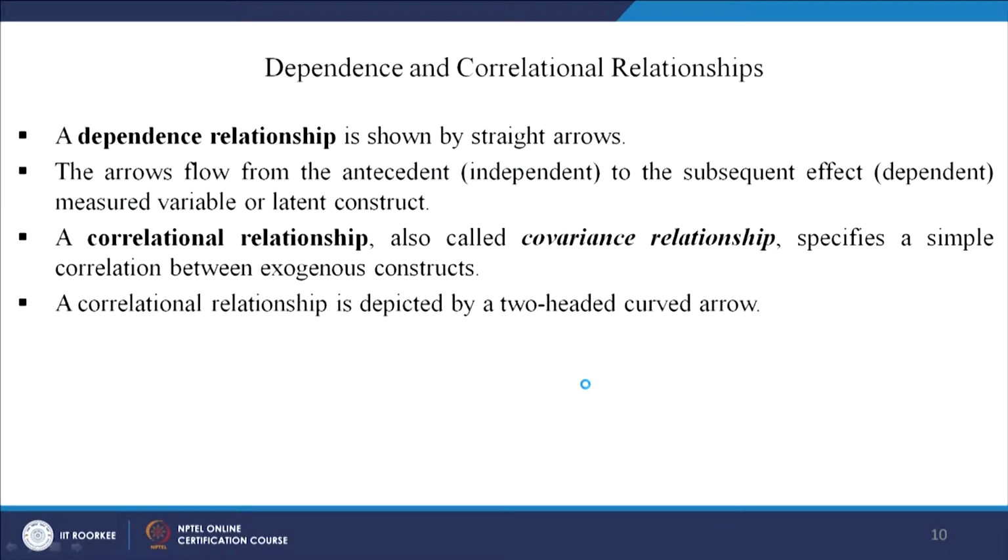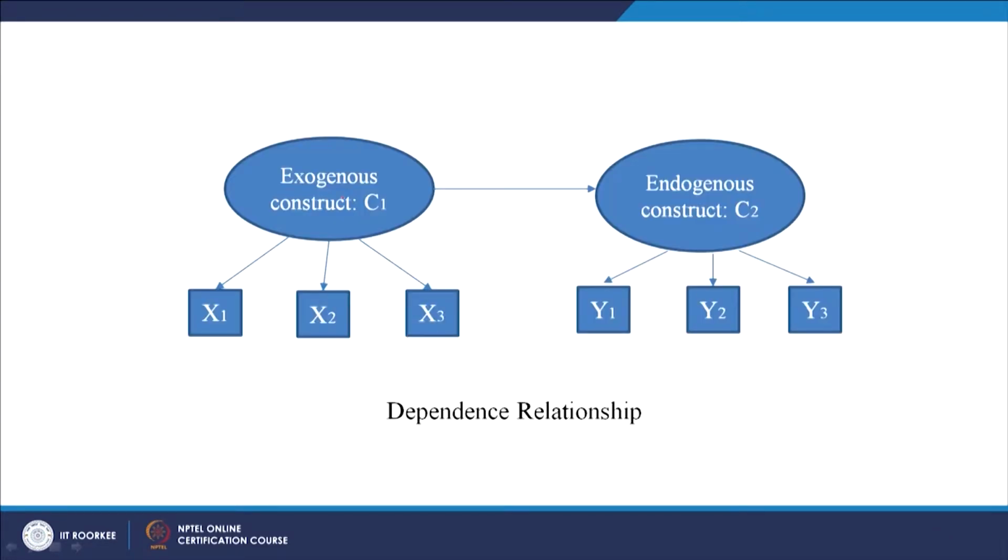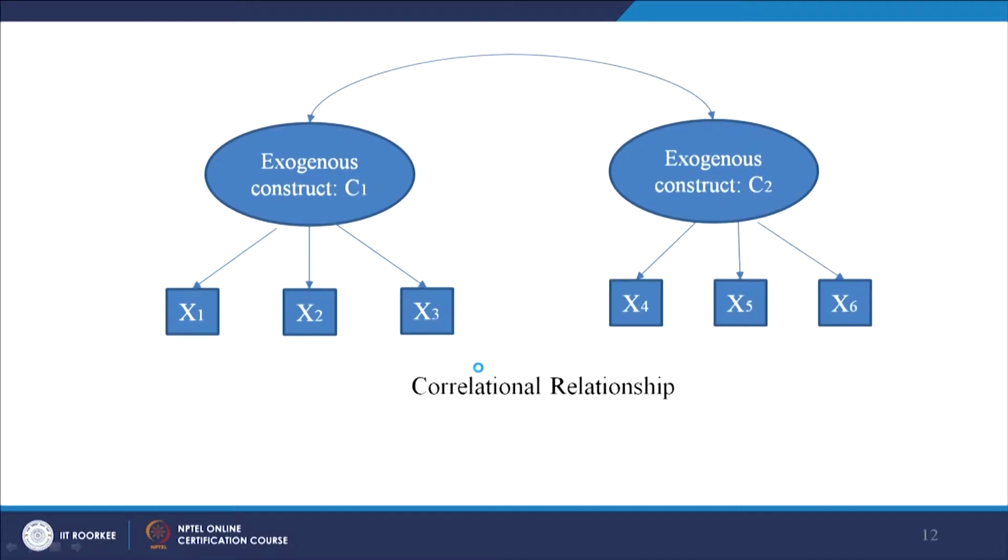A dependence relationship is shown by straight arrows. The arrows flow from the independent to the dependent measured variable or latent construct. A correlation relationship, also called covariance, specifies a simple correlation between exogenous constructs. So, exogenous constructs, these are the two independent ones, 1 and 2. We will say this is a covariance relationship. So, let us see this. This is the exogenous construct, this is the endogenous construct, and these are 3, and this is how the relationship goes. And this is how the correlation relationship between two exogenous constructs looks. This was exogenous and endogenous, this is exogenous and exogenous. So, this is a double headed arrow.